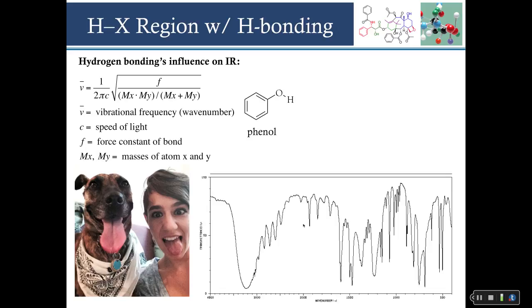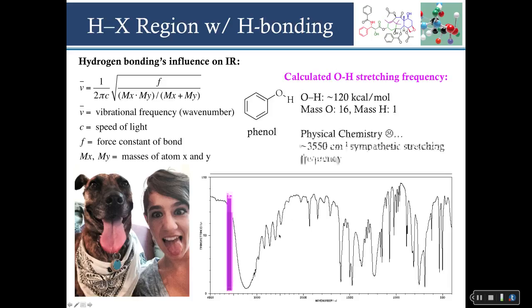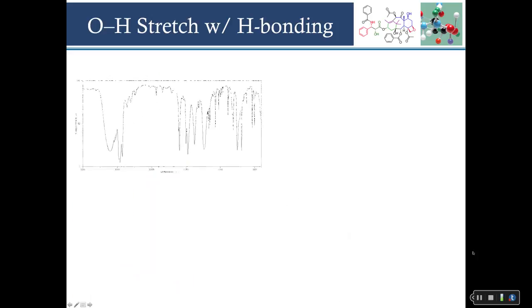So our oxygen-hydrogen begins to stretch, right? It's sympathetic to a wide range of energies there, and the result manifests itself in this loopy, dog's-tongue-looking signal. And if we use just Hooke's law and plug in the numbers, we know the strength of an oxygen-hydrogen bond, we know the atomic mass of oxygen, we know the atomic mass of hydrogen. We plug all those numbers into our Hooke's law formula, and we come up with a number that is 3,550, right where this pink bar is. And yet that's not what we see when we take the IR of phenol.